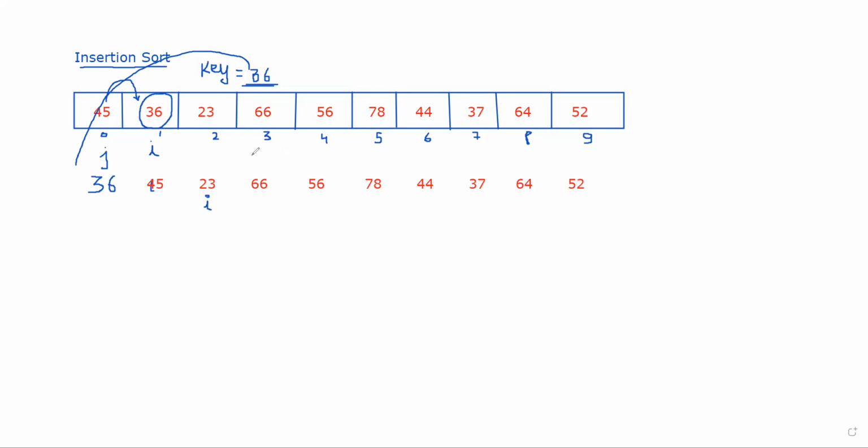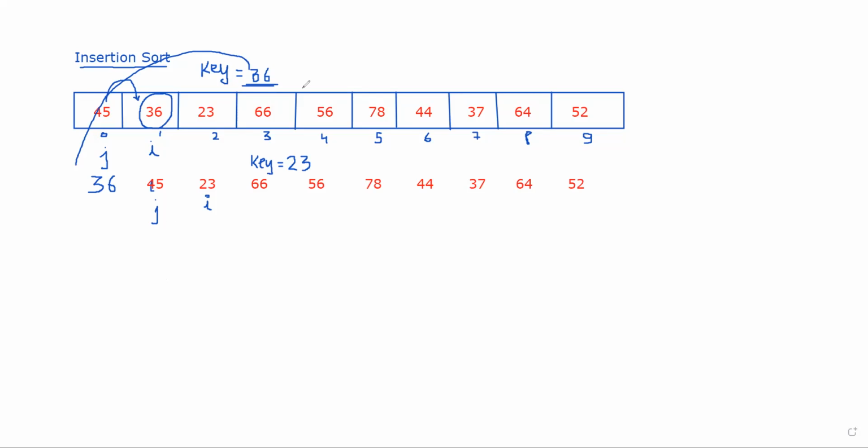It means my key for this time will be 23. And j I am going to put at i minus 1 position, from here. Then again I'll start comparing. First I will compare 45. It is a greater value, so I will shift it over here. Then I will compare 36. Again it is greater than 23, so again I'll shift this.